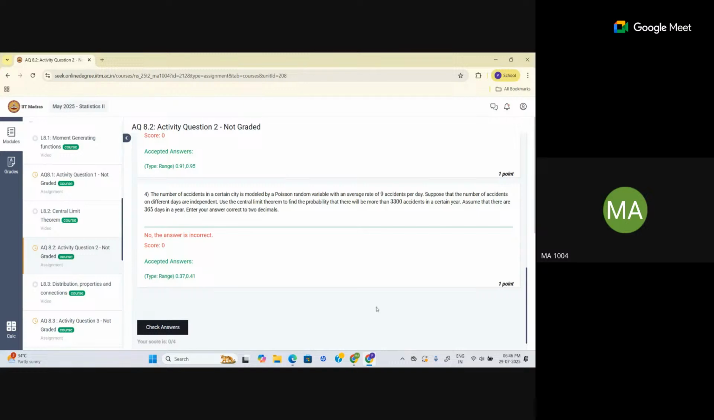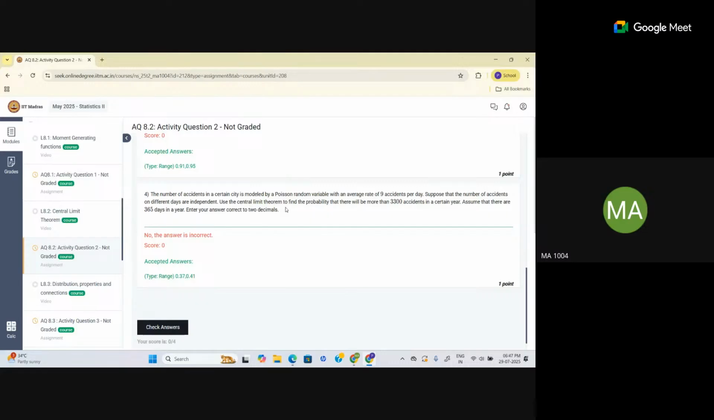Yeah. So, reading the question again. The number of accidents in a certain city is modeled by a Poisson random variable with an average rate of 9 accidents per day. Okay, so this is given per day. Now the question says to suppose the number of accidents on different days are independent.